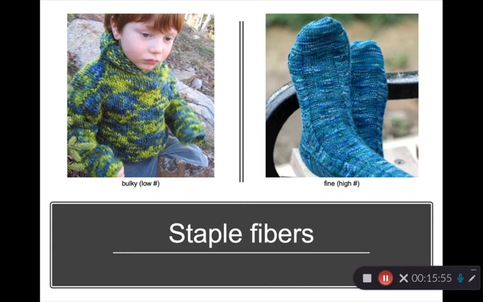Yarns have numbers that communicate their size. In staple fibers, a low number means it is bulky and thick. So on the left, you may have a yarn size of 4, whereas even super bulky would get much lower than that and be a 000. A fine yarn would be much higher. So socks are an average size of 20, whereas a cotton sewing thread might be a 50.